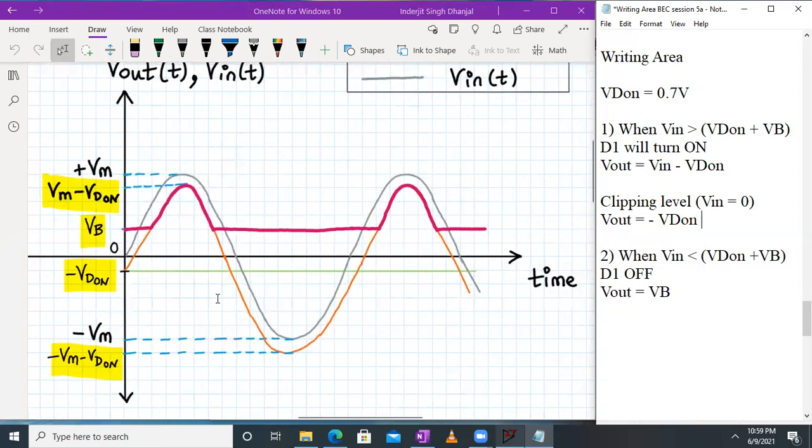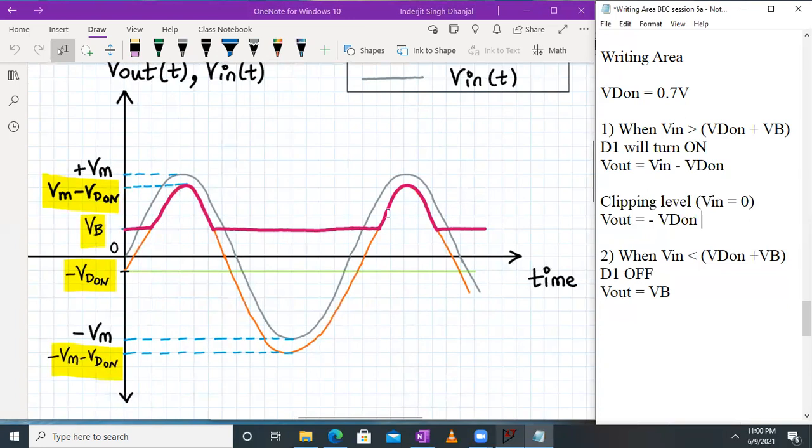Okay. So as soon as you draw the clipping level, you draw a tracking waveform, okay, with the clipping level as the reference. So just as you draw the input waveform keeping the x-axis as the reference, draw the orange color tracking waveform keeping the clipping level, that is the green color line, as the reference. So you will say that this orange color tracking waveform is nothing but output is tracking the input, but with a shift of VD on.